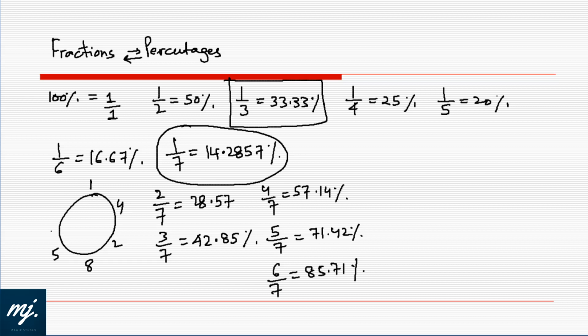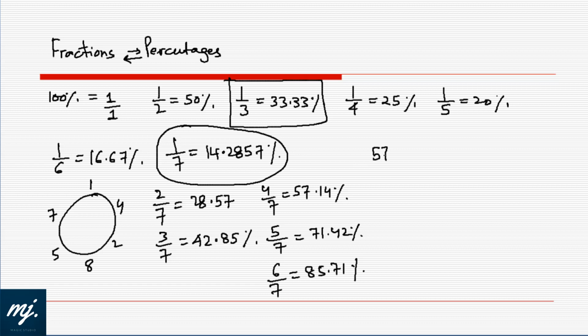1, 4, 2, 8, 5, 7. 1 by 7 is 14.28. 2 by 7 is 28.57. Then 42.85, 57.14, 71.42 and 85.71. So please try to remember at least 1 by 7 and its integrity, because it would be of great help when asked. Like 4 by 7 can be written as 57.14. You can see it is 57.14 and 14 means 1 by 7.